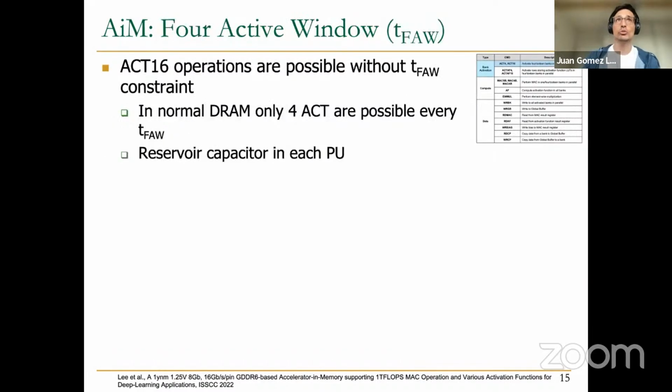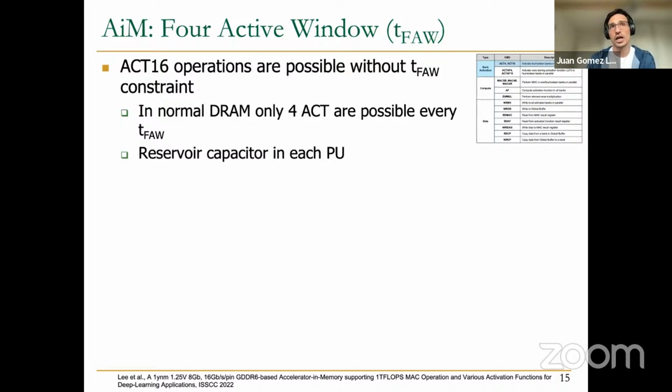In order to be able to perform these activations of up to 16 banks at the same time, it's important to get rid of one of the common constraints that we have in the DRAM operation. This is called the 4-active window. And essentially, this 4-active window imposes a constraint that means that it's not possible to issue more than 4 activate commands in less than this T4 time.